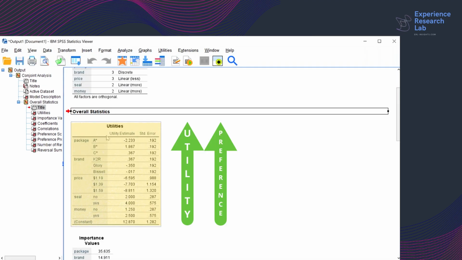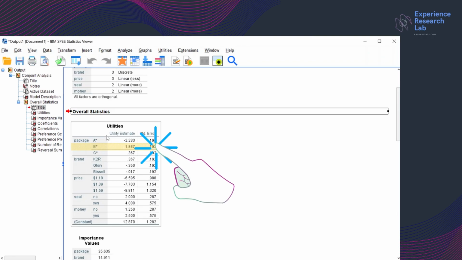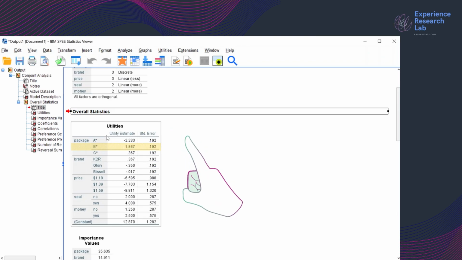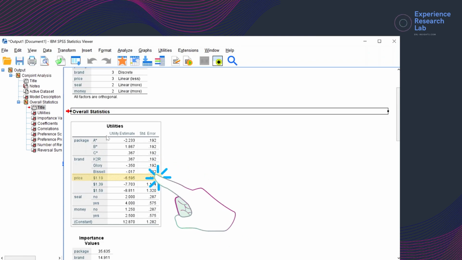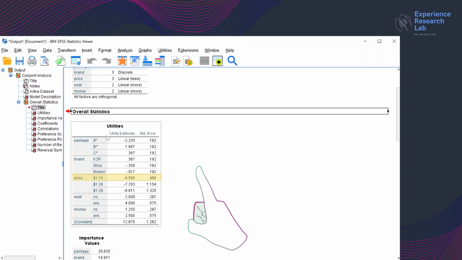The first table in conjoint analysis shows the utility or part-worth scores and their standard errors for each factor at different levels. The level with the highest score is the most preferred. As you can see here, package B has the highest utility score of 1.867. It is the most preferred. The carpet cleaner from K2R is the most preferred because it has the highest utility score of 0.367. The lower the price, the higher the utility scores. In this case, the carpet cleaner at $1.19 is the most preferred.